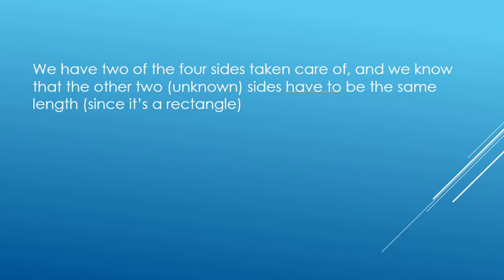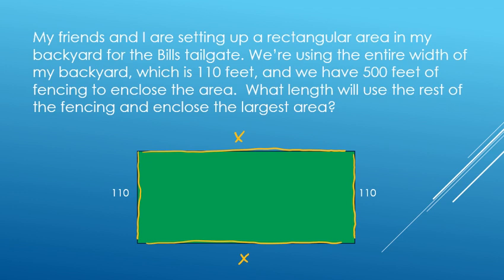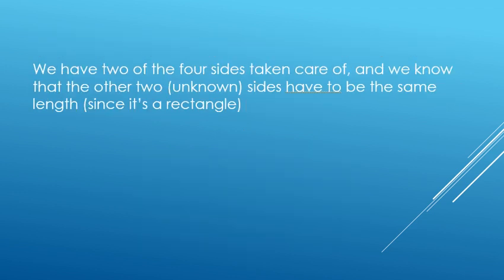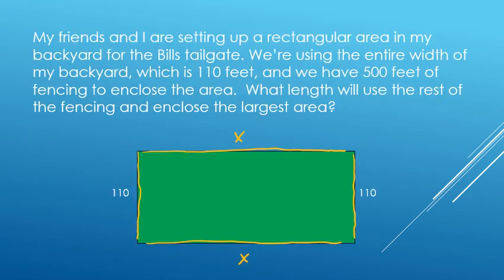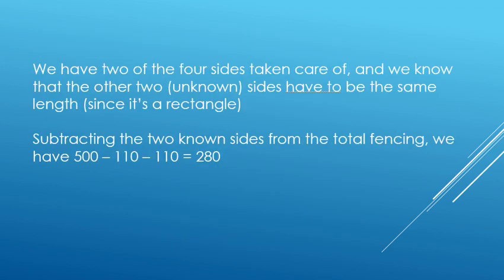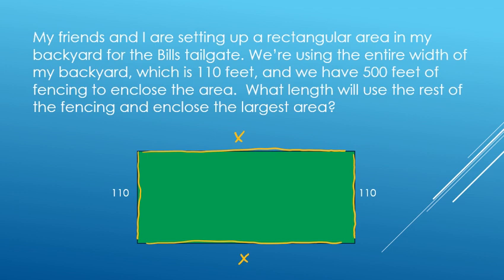All right, so as we just said, we know two of the four sides. The problem told us what they are. It's a width of 110 feet of my backyard, and we're using the entire width, two sides, 110 feet each. And we know that the other two sides have to be the same length. So if I have 500 feet in total, and I subtract 110 and 110, then that is going to give me 280 feet of fencing left. So between these two sides, I have to use 280 feet of fencing.